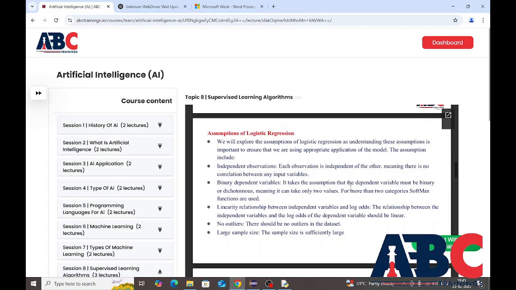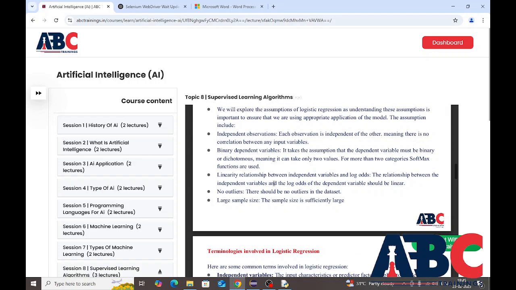Now the next point is assumptions of logistic regression. We will explore the assumptions of logistic regression, as understanding these assumptions is important to ensure that we are using appropriate application of the model. The assumptions include independent observations. Each observation is independent of the other, meaning there is no correlation between any input variables. Binary dependent variables. It takes the assumption that the dependent variable must be binary, meaning it can take only two values. For more than two categories, softmax functions are used.